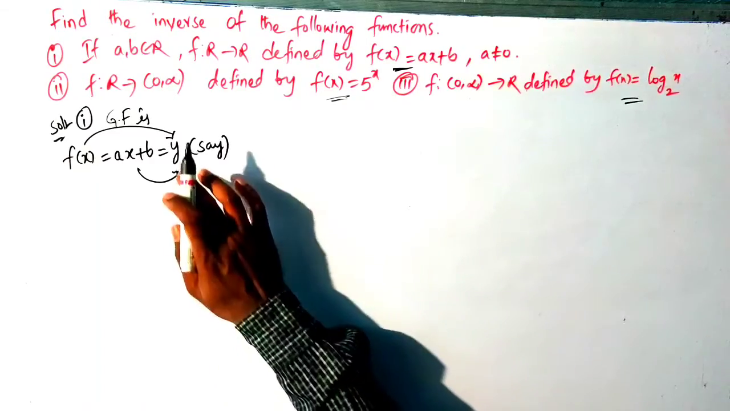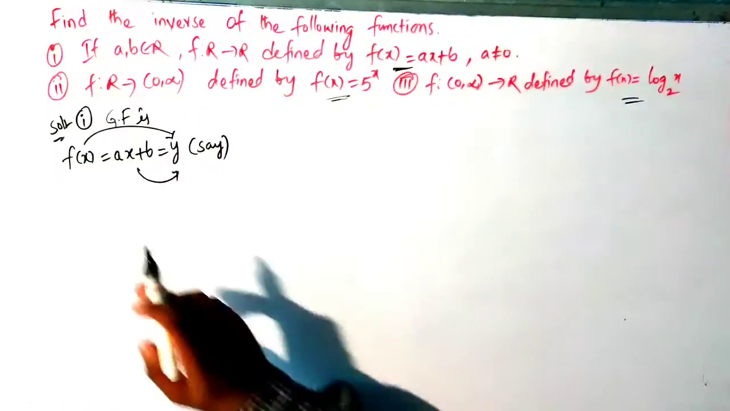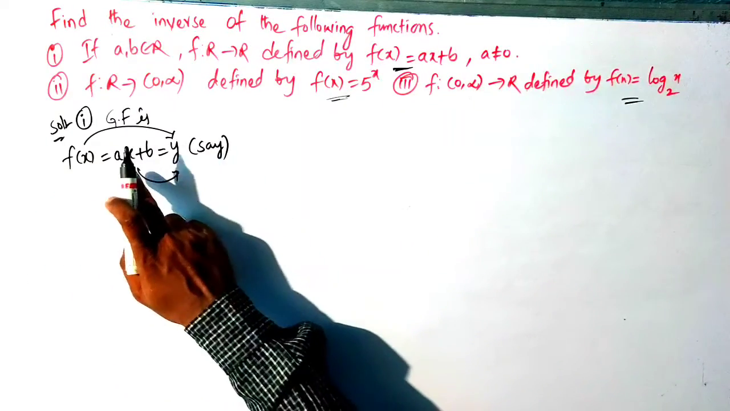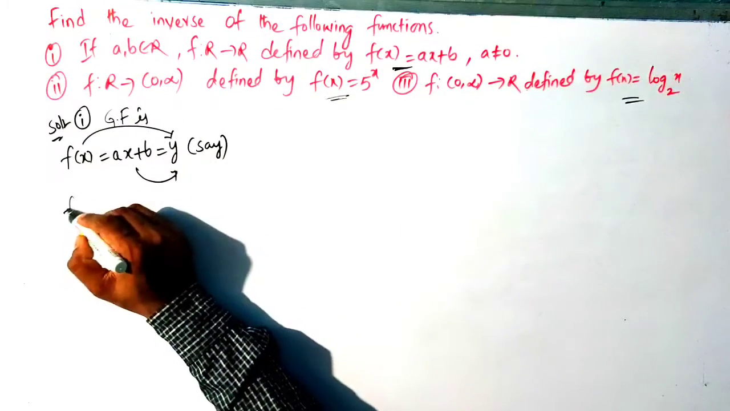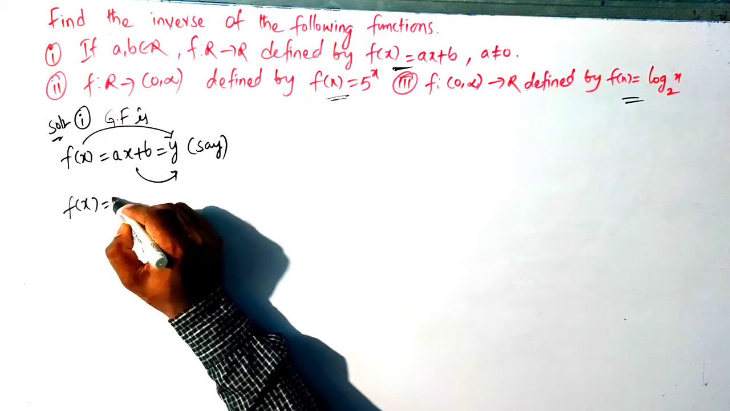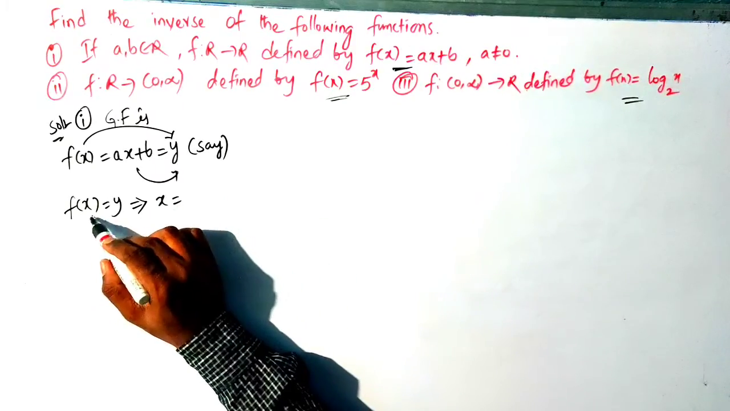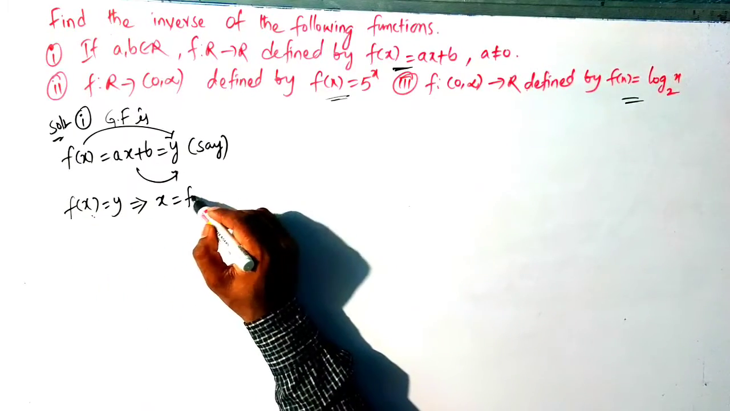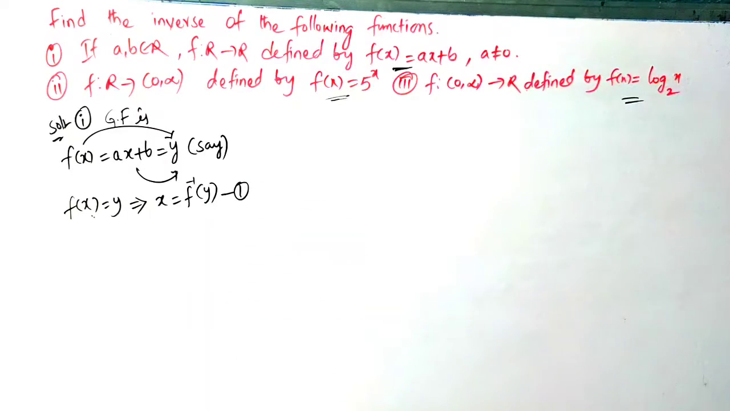Why? Because we assumed y as the given function. That's why we take f of x equals y, as well as ax plus b equals y. First, f of x equals y implies x equals f inverse of y, taking f to the other side. So x equals f inverse of y. This is equation number 1.